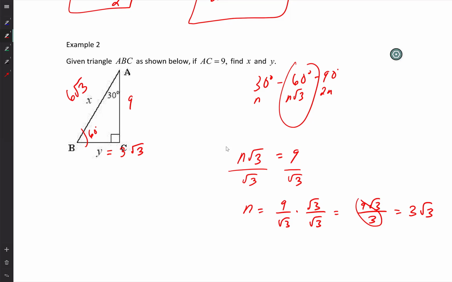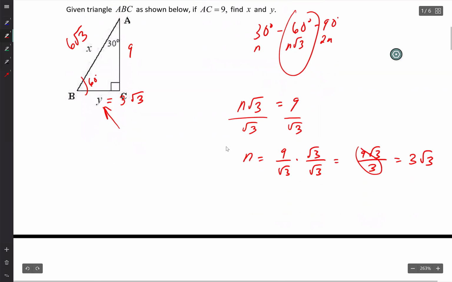So what did we do? All we did was set n square root of 3 equal to 9. We solved for n, and whatever n was, that was my short leg. And then from there, we just doubled it to get the hypotenuse. All right, we're good. Let's keep going.